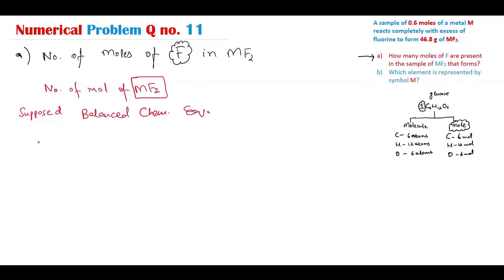Okay, we are told we have metal M. It is reacting with fluorine, which is a diatomic homonuclear molecule, and we are having a compound that is MF2. You can see that this equation is already balanced. 1 mole of metal M is reacting with 1 mole of fluorine and producing 1 mole of MF2. In order to determine how many moles of MF2 can be produced from this metal M, we need to know the concept of limiting reactant and excess reactant.